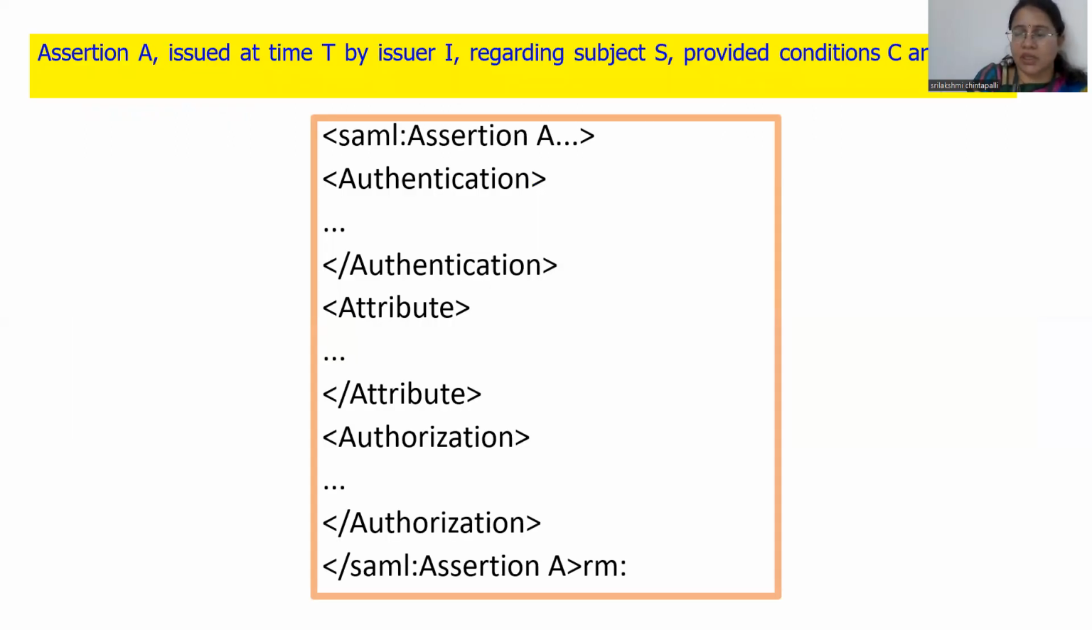Coming to the SAML code, as I said, it's going to be like XML and HTTP tags. So you can see over here, it's almost like tags: authorization tag, authentication tag, attribute tag. So what is the purpose of this code is that assertion A, it's like rule A, issued at time T by so-and-so issuer regarding particular subject, has to satisfy a number of conditions C. So whatever rules have to be met, all that you will put in the SAML code and it will be taken care of.